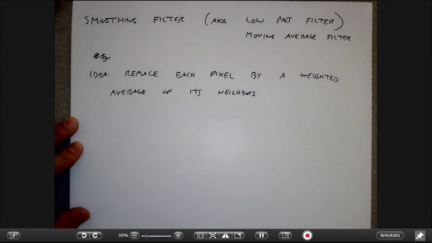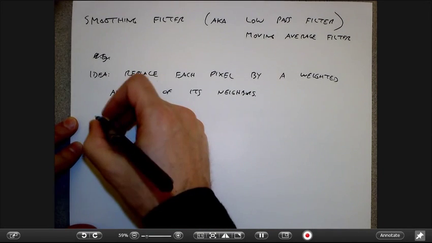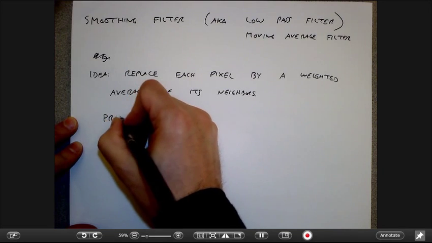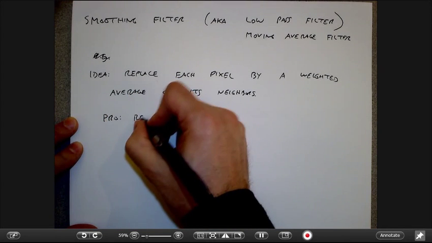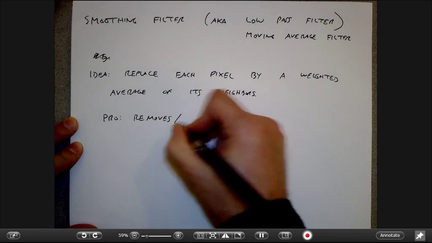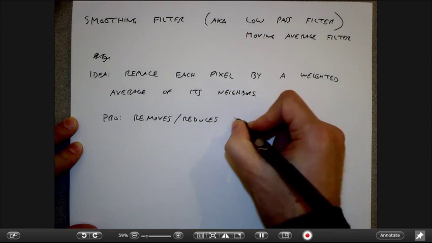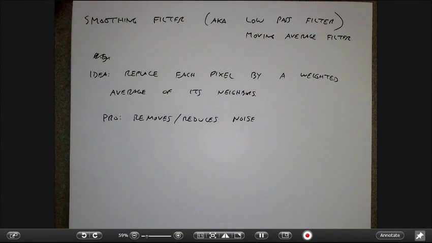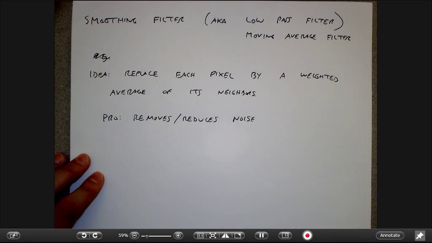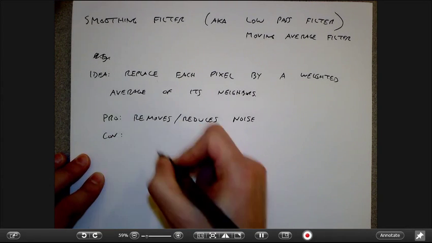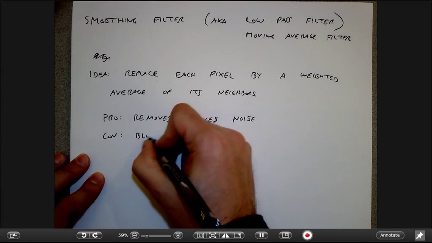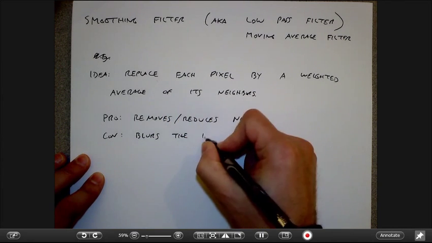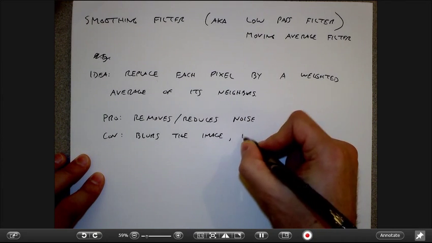Okay, and so why are we going to do that? The good thing about this, as we'll see in just a second, is that it removes, or at least reduces, certain kinds of noise in an image. I think the last problem on homework one talked about filtering an image, and I believe you saw the effects of that. We're going to do a lot more of that on homework three. On the other hand, what we're going to see is that this blurs the image, or removes detail.